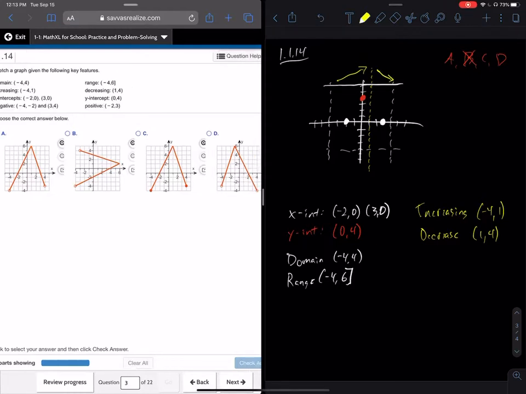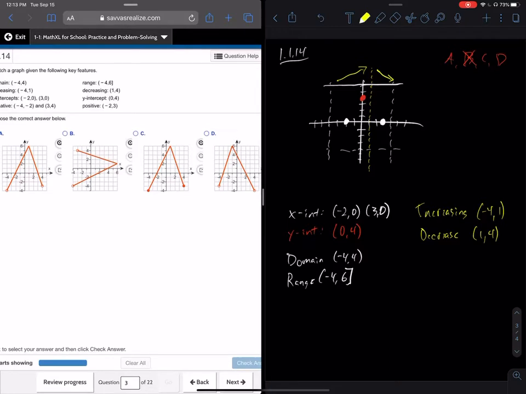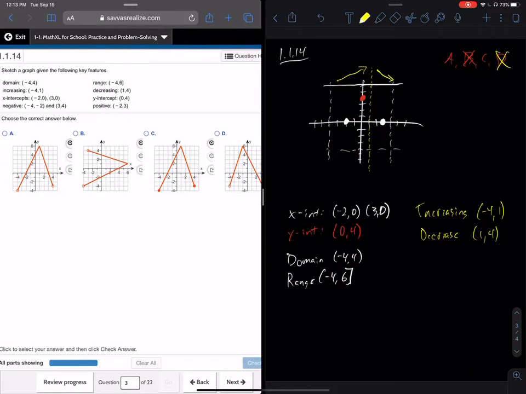If I look at option D, it increases to -1. We're supposed to go all the way to +1. So option D can be eliminated. Now from here, we just need to pick A and C. The only difference I notice with the two is that my circles at the end are either open or closed.